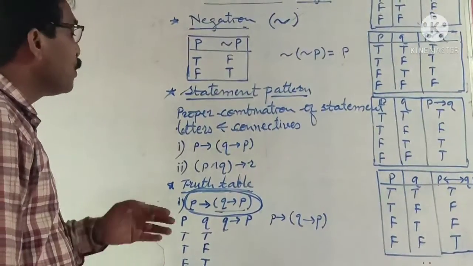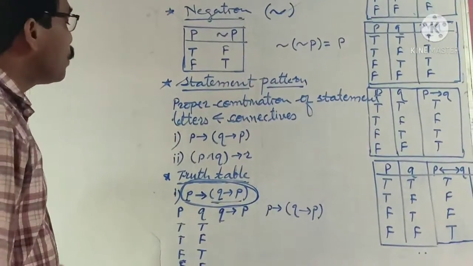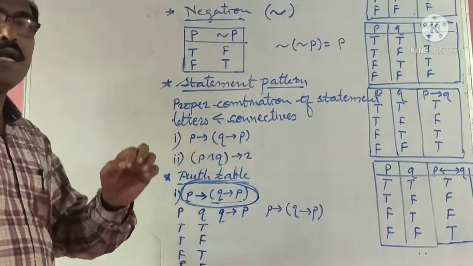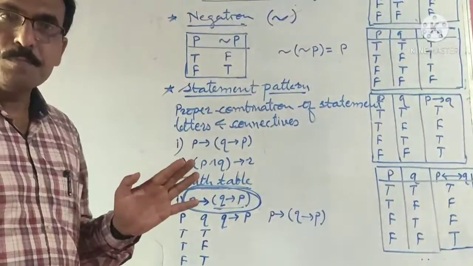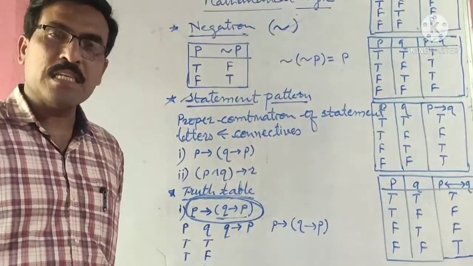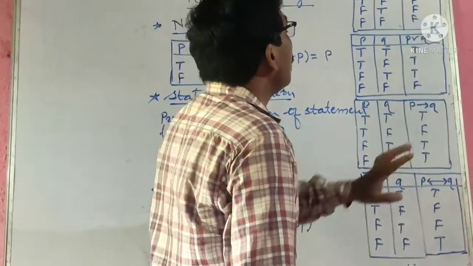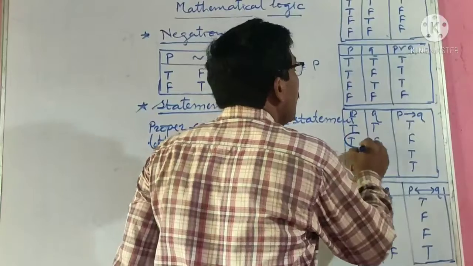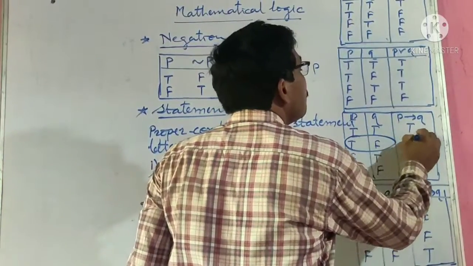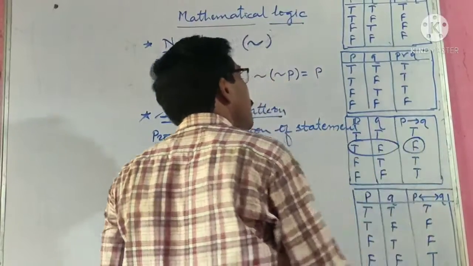So first, let us remind what is there in implication. In implication, when T implies F, then it is F. Otherwise, in all the 3 cases it is T. So again, in implication P implies Q, when T implies F, then we have F, and in all the remaining 3 cases it is T.